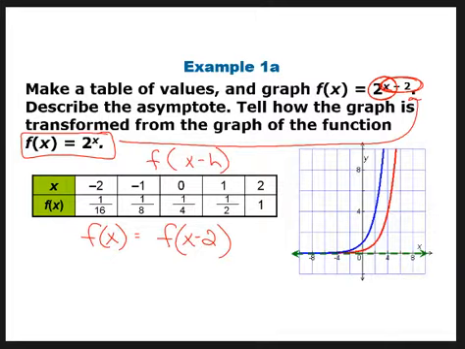Alright, so this one's a little bit simpler. The minus 2 in with the x just indicates that I'm taking my parent function, which would be this down here, and I am shifting it 2 units to the right. So everything else about that function is exactly the same, just a little bit different in terms of where it is located on the graph.